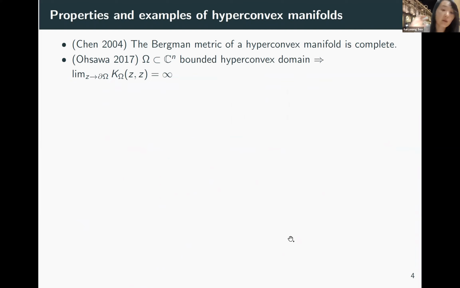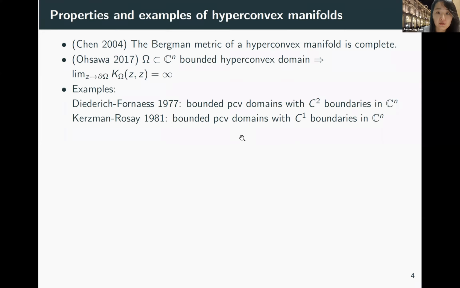If the complex manifold is hyperconvex, then there are better properties. For example, in 2004, Chen showed that the Bergman metric of a hyperconvex manifold is complete. And very recently, Ozawa showed that if the domain is hyperconvex, then the Bergman kernel diverges to infinity if the point tends to the boundary.